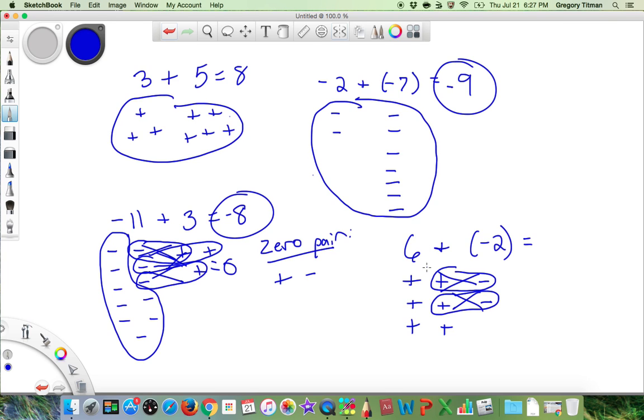You count up what you have remaining. Okay, after I pay back those $2 of debt, I only have $4 left now that I can go to the store and spend. Okay, so we have positive 4 as our solution.